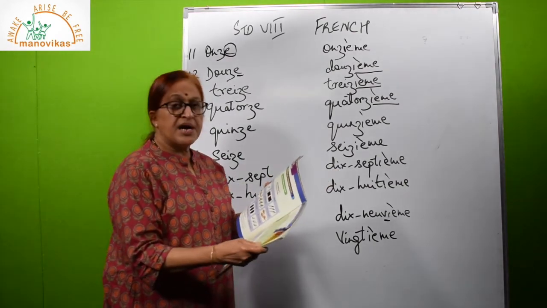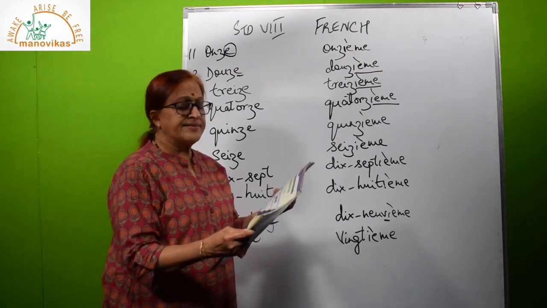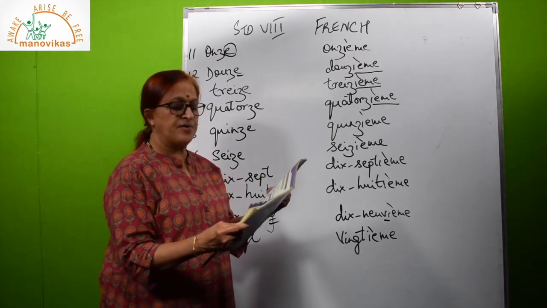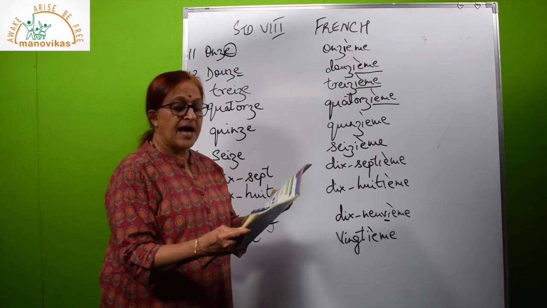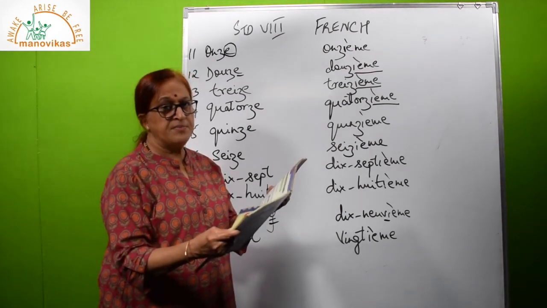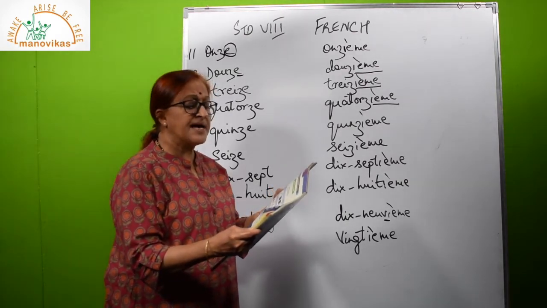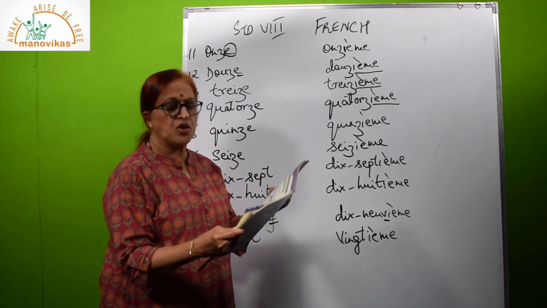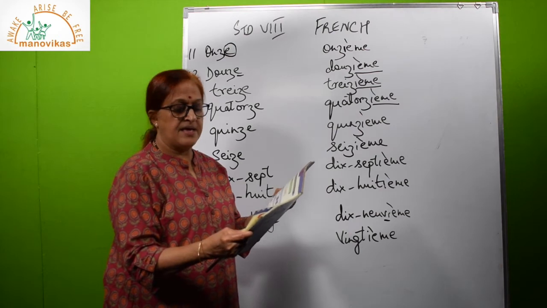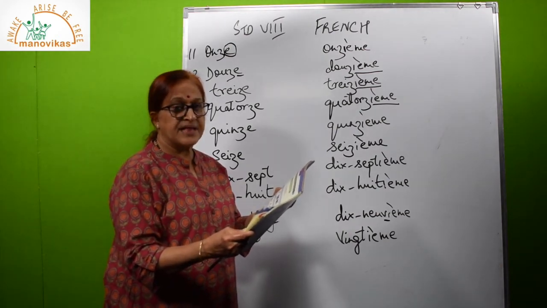Now we go on to the next page of your lesson. Qu'y a-t-il sur la table? What is there on the table? Sur la table, il y a un livre. On the table, there is a book. One book. Y a-t-il un cahier sur la table? Is there an exercise book on the table? No. Il n'y a pas de cahier sur la table.